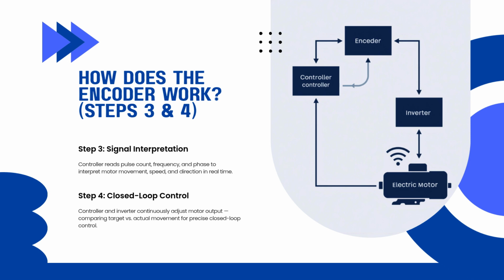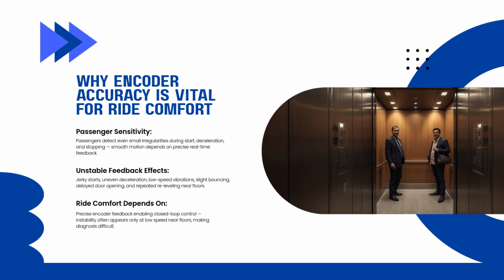Third, the controller processes the feedback. It reads pulse count, pulse frequency, and signal phase relationship to understand the elevator's movement. Fourth, the controller and inverter adjust motor output. This is called closed-loop motion control. The elevator does not simply send power to the motor and hope the movement is correct. Instead, the system continuously compares target movement with actual movement. If the actual speed is different from the target curve, the controller corrects the motor output in real time. That is how modern elevators maintain stable acceleration, smooth deceleration, reduced vibration, and accurate leveling.